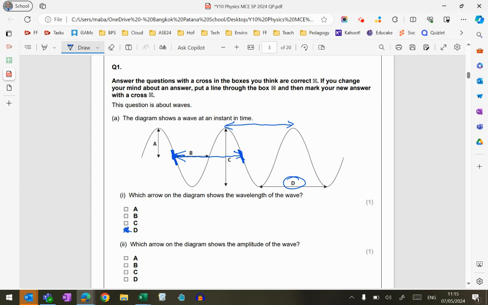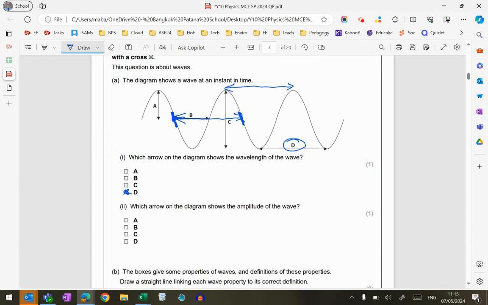Which arrow on the diagram shows the amplitude of the wave? So again, we need to know the definition of amplitude. Amplitude is the maximum displacement, and displacement is measured from this equilibrium position here. So there we go, from the equilibrium position to a peak. So A is looking like a good answer. It could also be to a trough, so there's another way that you could measure the amplitude. C is not correct though, because it's not measured from the equilibrium position, right? So that's why the answer there has to be A.